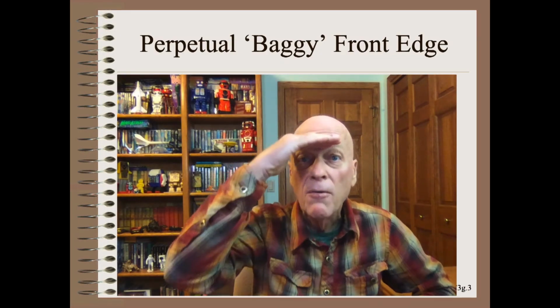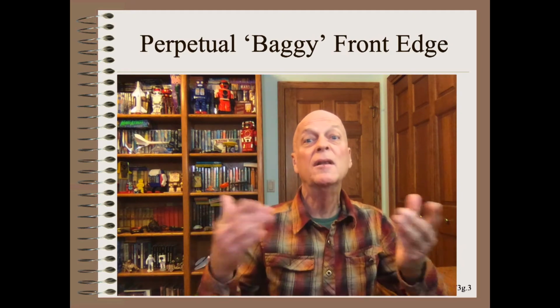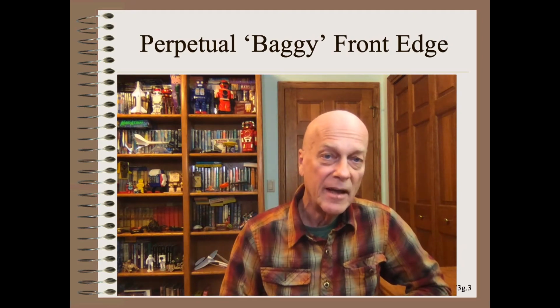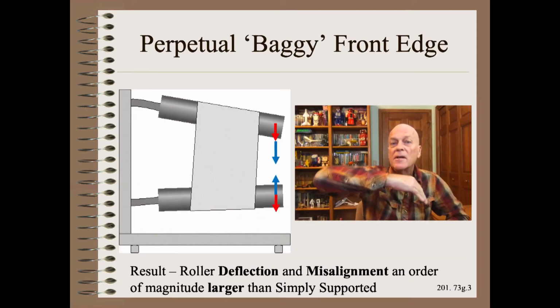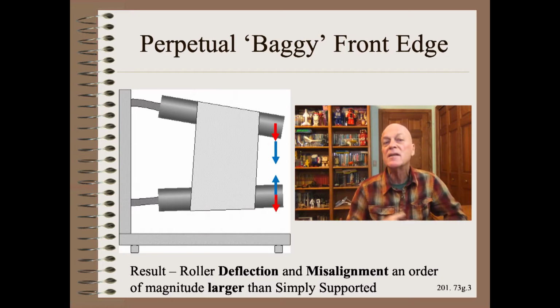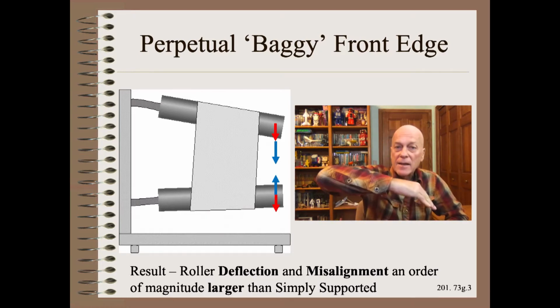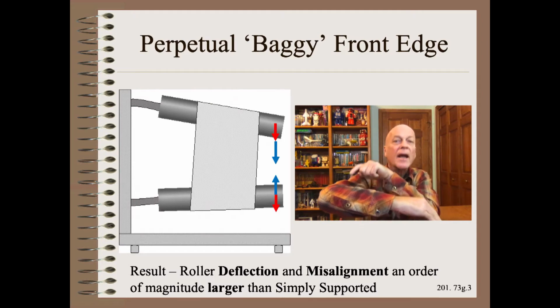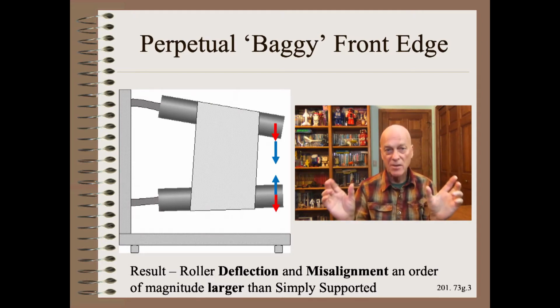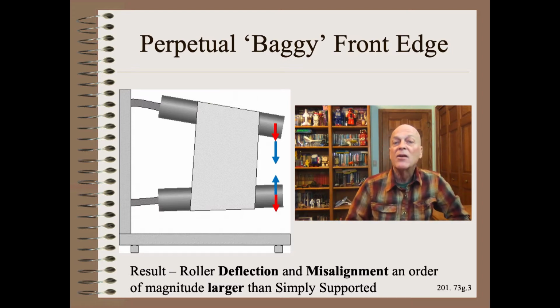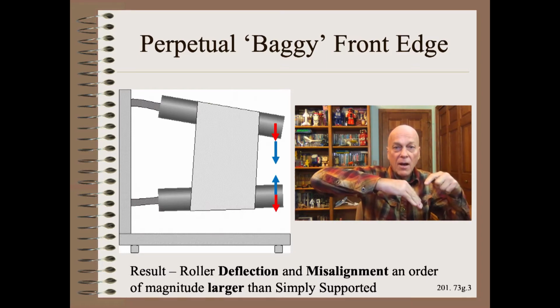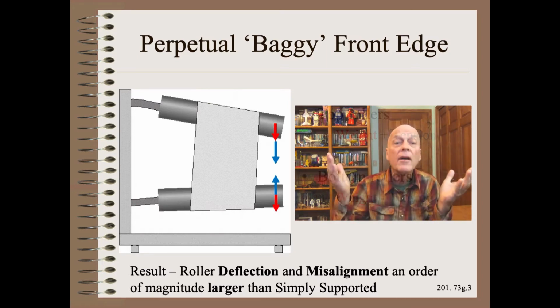We will focus on the most glaring web handling design limitation of many narrow web machines. That is, the use of cantilevered rollers instead of the far more common simply supported. Cantilevers are supported on one end only, while simply supported rollers are mounted or supported on both ends. The result is that there is a perpetually loose front edge that is unavoidable.